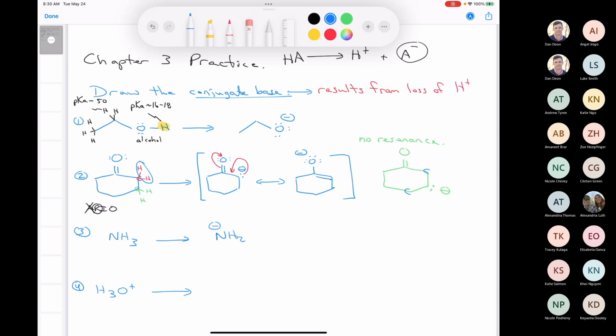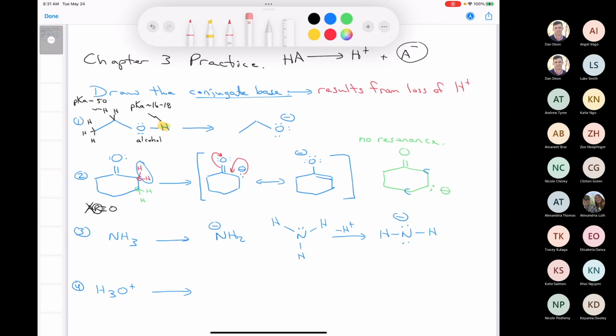Now, if you want to draw the Lewis structures, if we draw the Lewis structure of ammonia, it's NH3 like this, but when it loses H plus, you end up with NH2, and now you've got 2 lone pairs, and that's why it has a negative charge, right? Go back to your formal charge. Nitrogen has 5 valence electrons, subtract 2 sticks and 4 dots gives you -1. All right, so there's our conjugate base for ammonia.